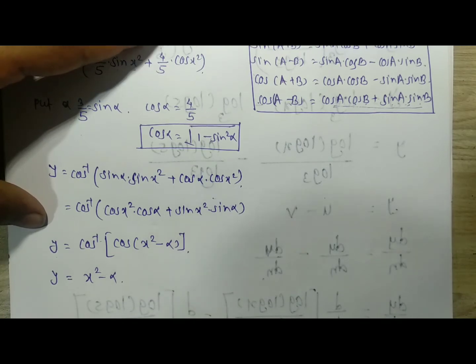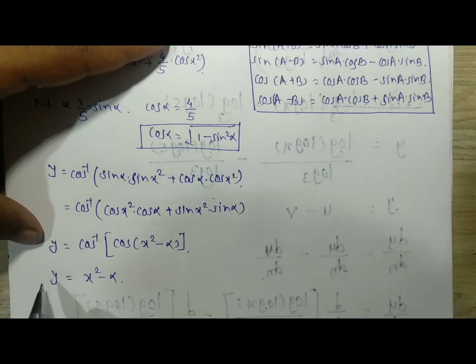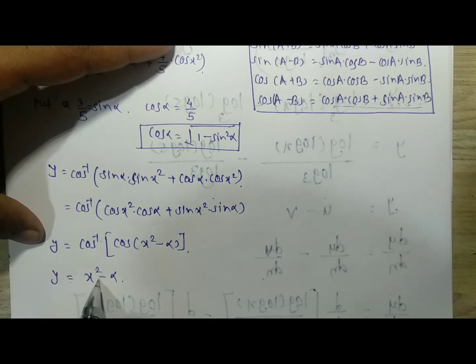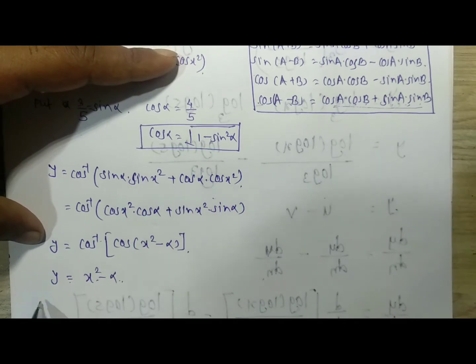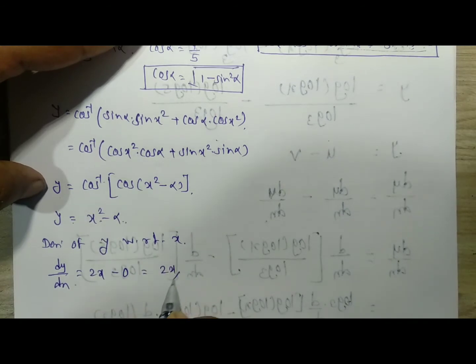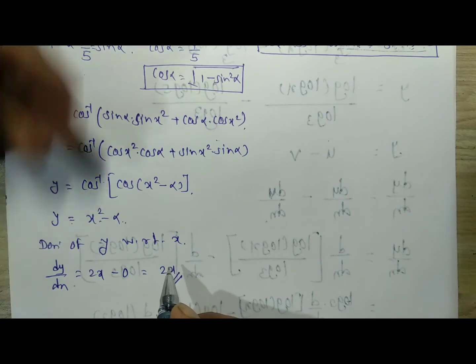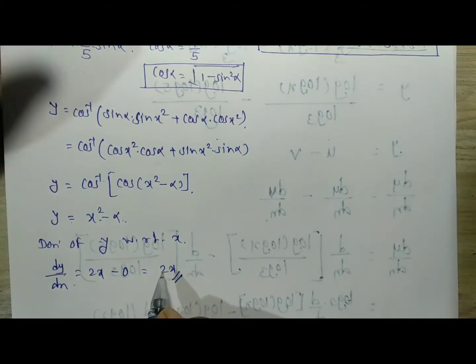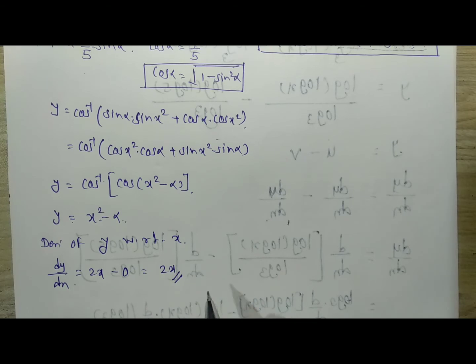So y is equal to x square minus alpha, and differentiating y with respect to x, dy by dx is equal to derivative of x square which is 2x, minus derivative of alpha which is 0, and therefore the answer is 2x. This is the consideration related to derivative of that type 1, and another example related to that is considered as follows.